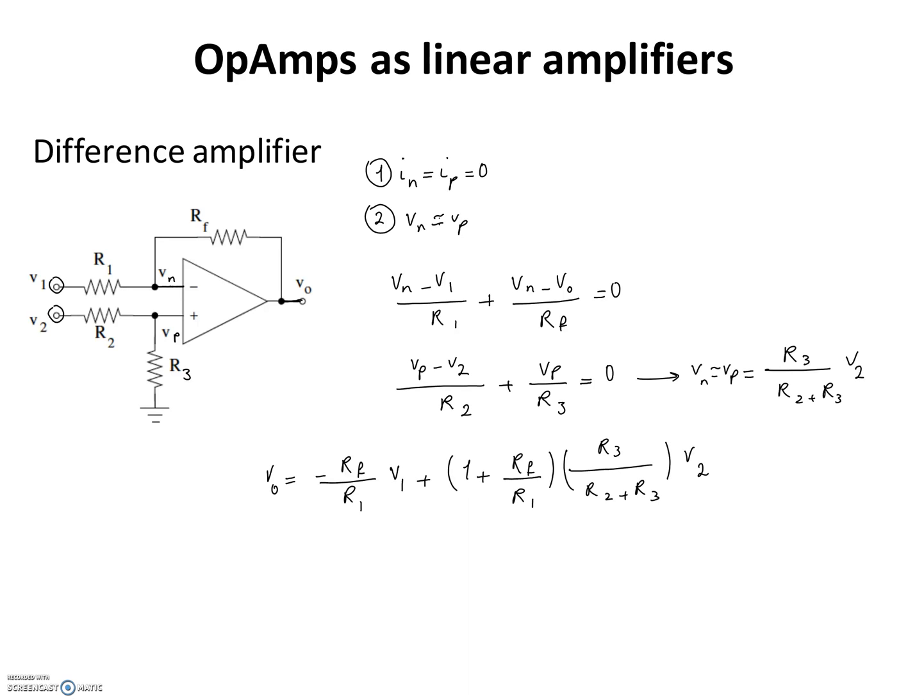So I can further simplify this equation if I choose the values of the resistors such that R3 over R2 is equal to Rf over R1. If I choose these resistors such that the ratios are equal, the ratio of R3 over R2 equal to Rf over R1, then I have Vout is equal to Rf over R1 multiplied by (V2 minus V1). So this amplifier circuit amplifies the difference between node voltage V2 and node voltage V1.